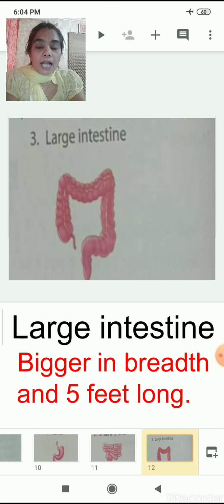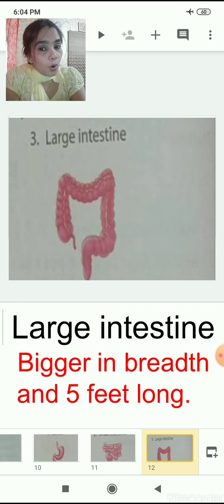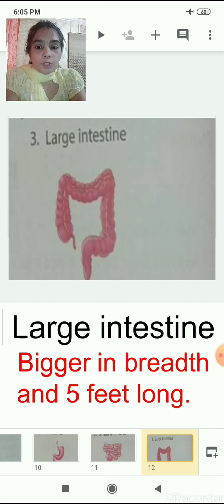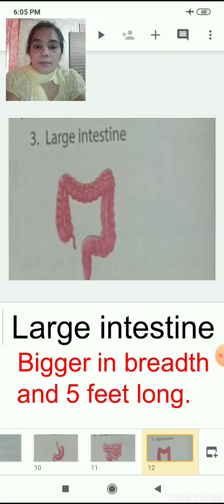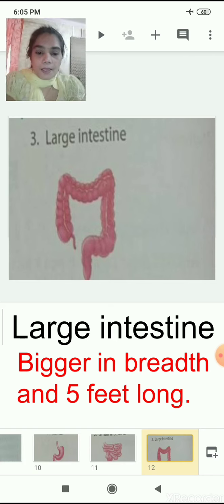So water from the undigested food is absorbed by the large intestine, and the solid waste remains. Whatever we are eating becomes a paste, and the remaining food particles which are not digested will have some water content. That water content is absorbed in the large intestine, and then the solid waste remains, and that is passed out of our body through the opening called the anus. Understood, children? Yes.